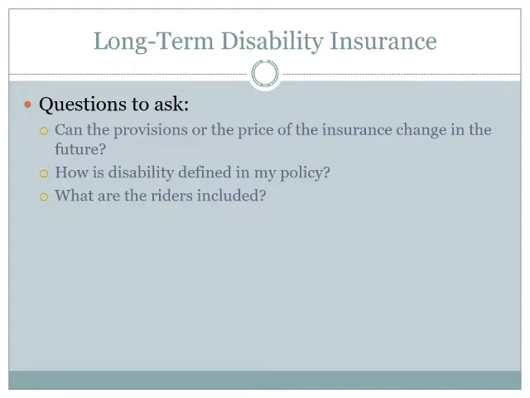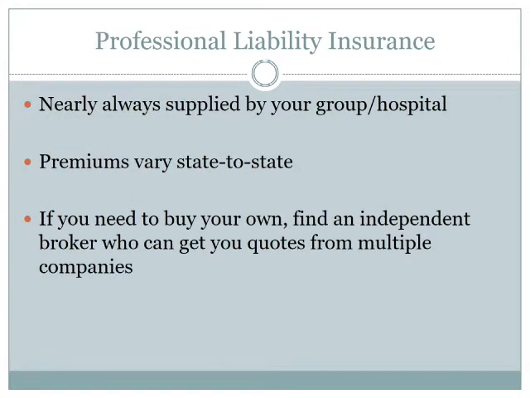So now we're going to move on to professional liability insurance. I'm not really going to talk a whole lot about this. Almost always it's going to be supplied by whatever group you're working for or whatever hospital system you're working for. Just so you know, premiums for this kind of insurance do vary state to state. For example, the Northeast in particular sees some of the highest malpractice payouts in the country, and therefore they have higher premiums. So if you need to buy your own, I would recommend finding an independent broker who can get you quotes from multiple different companies.